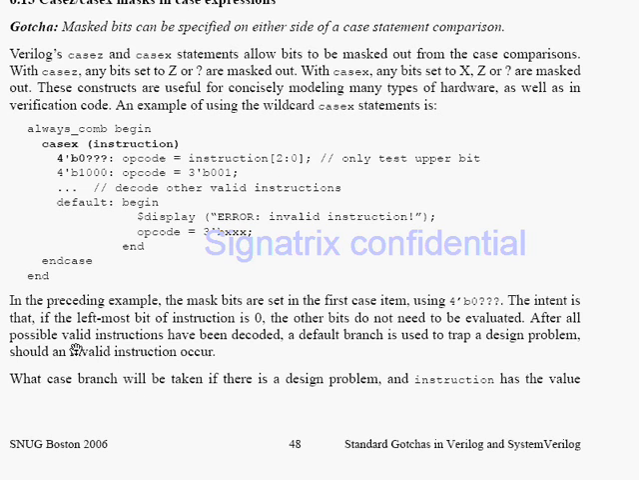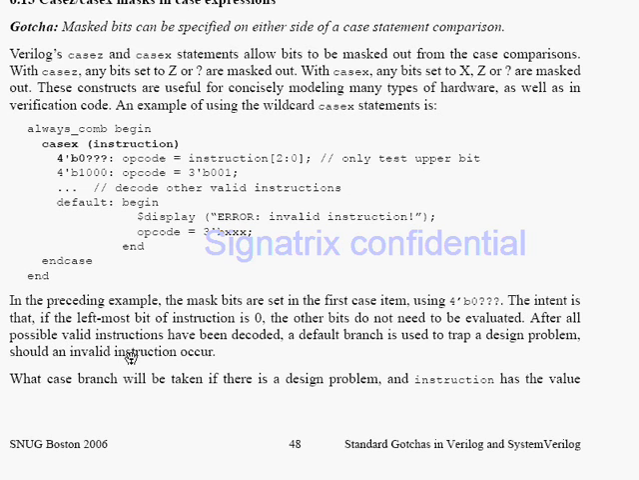After all possible valid instructions have been decoded, a default branch is used to trap a design problem. So if you see in this example, the mask bits are set in the first case. So we have masked the other bits, meaning whatever may be the value of these bits, your simulator will first see this 0. If 0 is there, it will execute this instruction. So this is the use of the case expression.